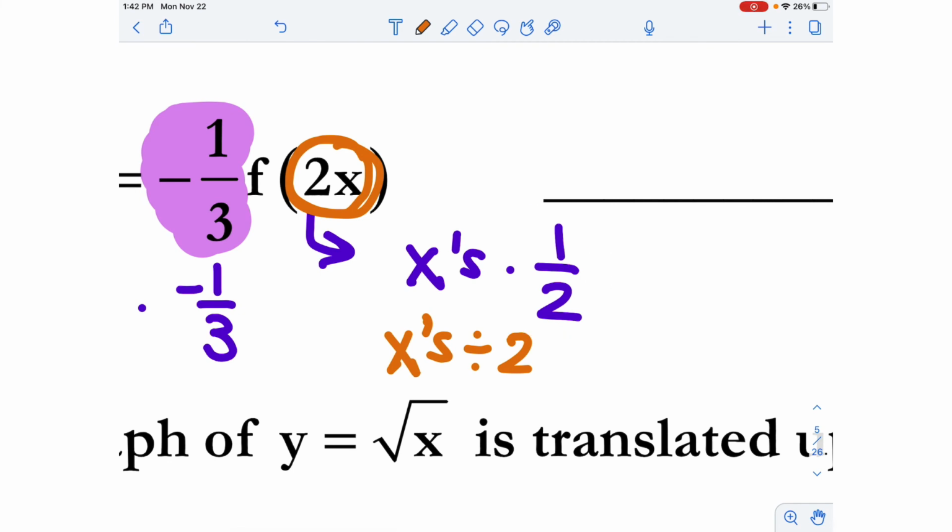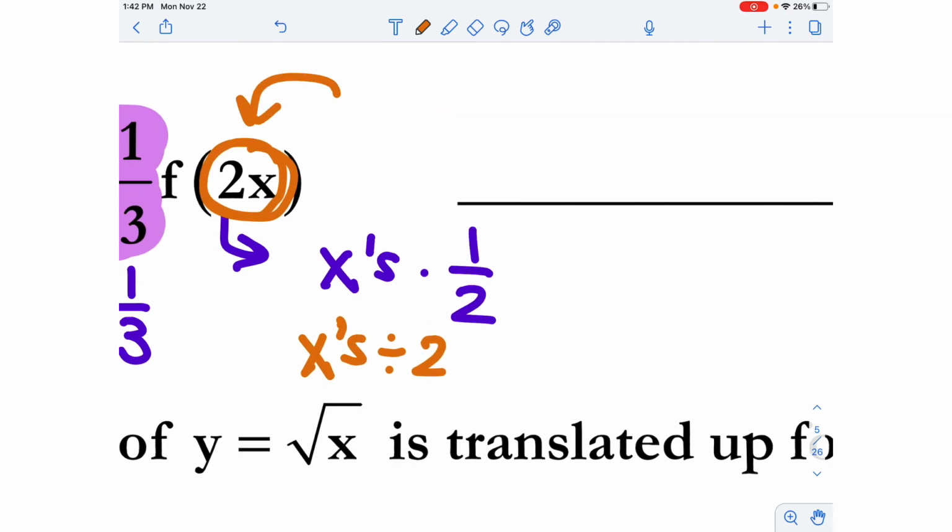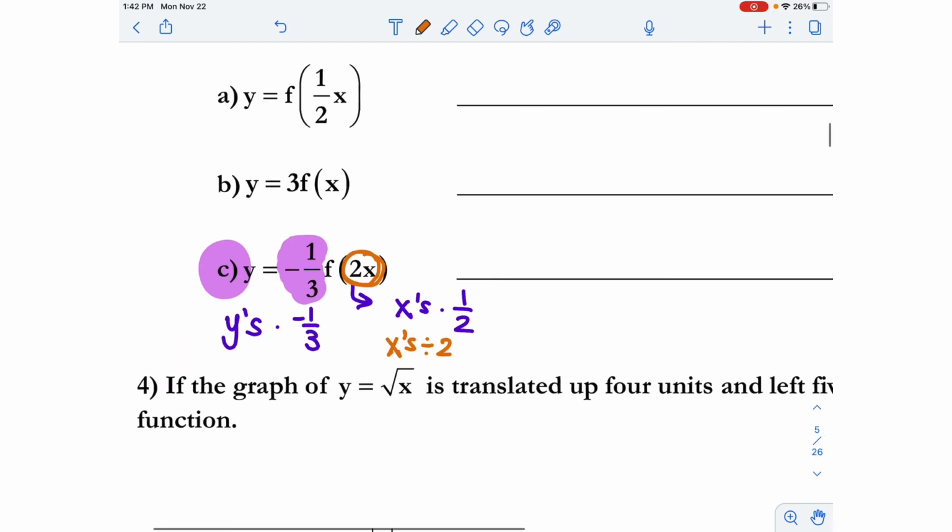A lot of the time teachers are going to explain, well, you just multiply by the reciprocal when it's inside. What I like to do is remember, oh my gosh, and now my doorbell's ringing. There's so much going on. What I like to remember is that technically it's always opposite. So if it's 2x, then really my x's are going to be divided by 2, which is the same as multiplying by 1/2.